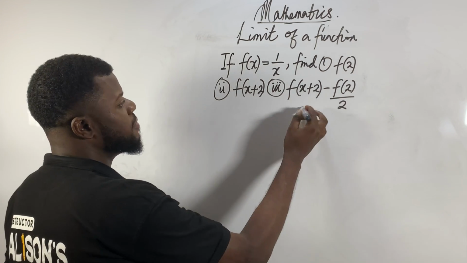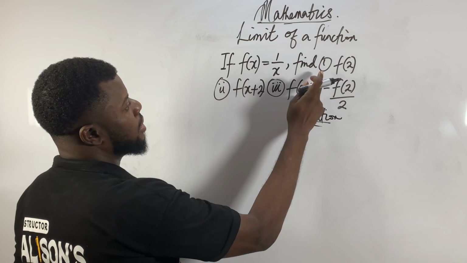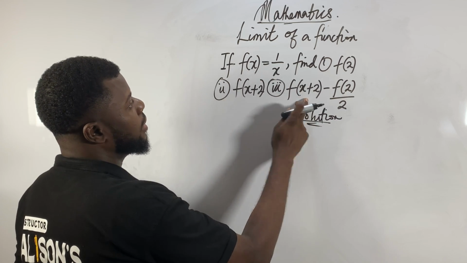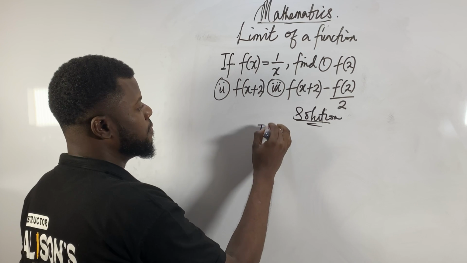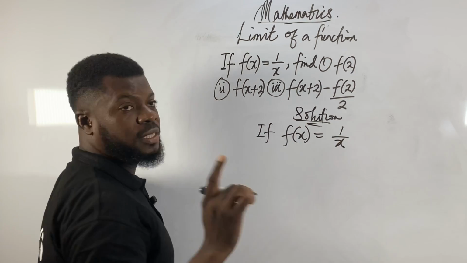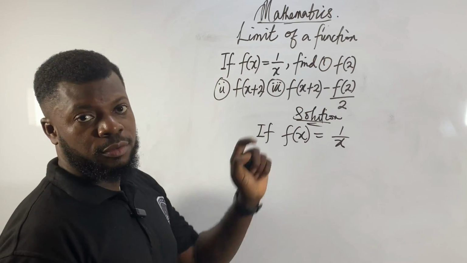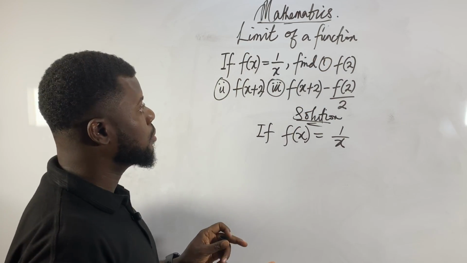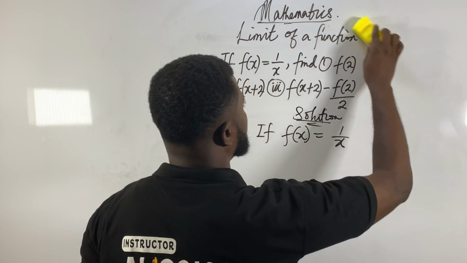Okay, for this video now, it is very simple. They say make you find these three things. I. If f of x equal to 1 over x. See the question. If f of x equal to 1 over x. Make we start from the I. This is common that limit of a function. You understand? But this is a function.